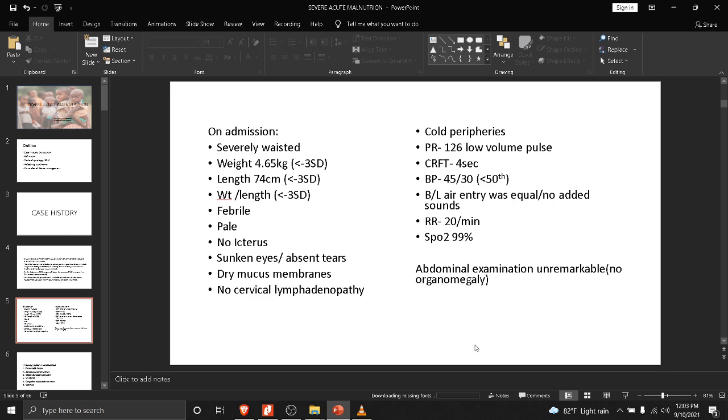The blood pressure was 45/30, which was below the 50th percentile for his age, sex, and height. Bilateral air entry was equal. There were no added sounds. The respiratory rate was 20 per minute and the saturation was maintained at 99% on room air. The abdominal examination was unremarkable with no organomegaly.